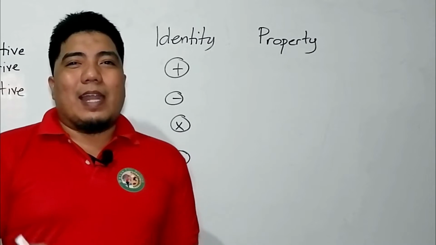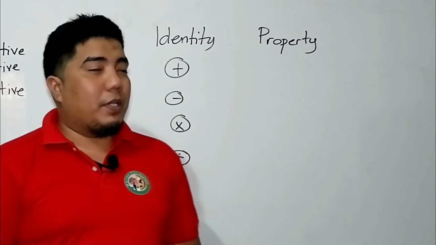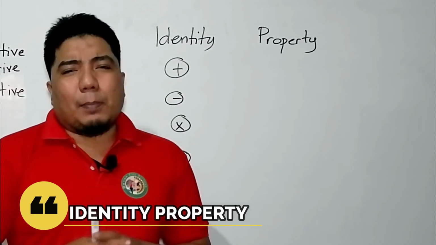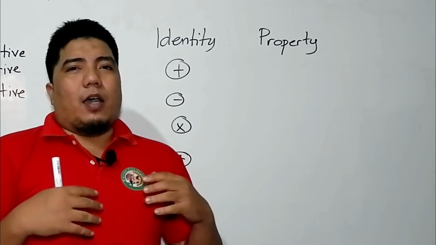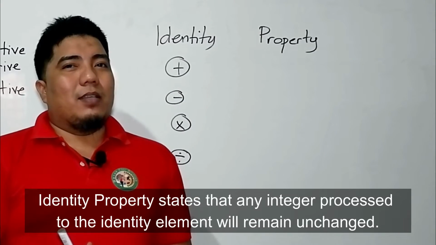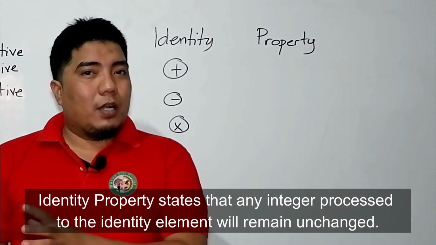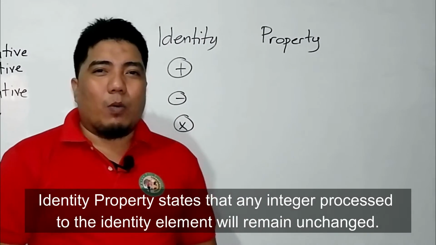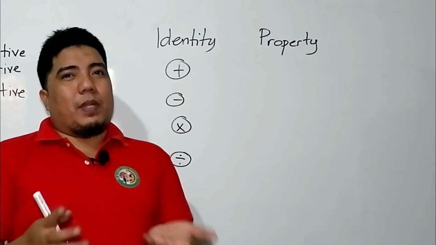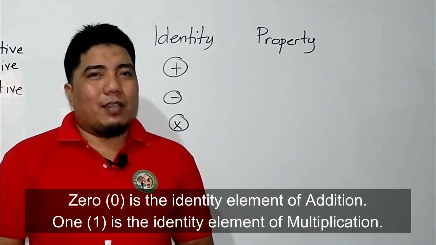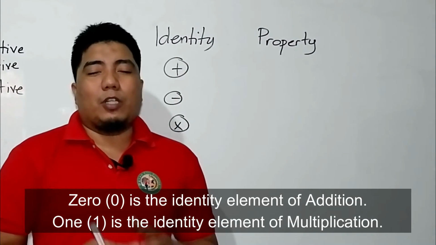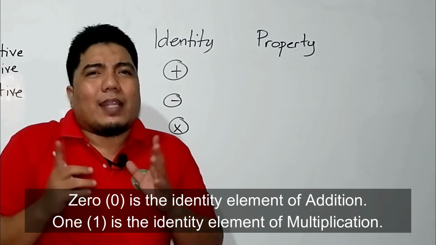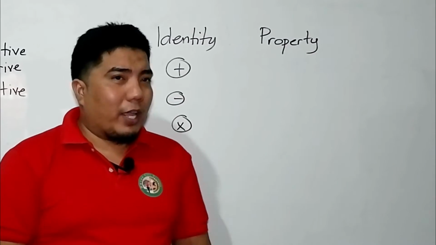Now, let us go to the identity property. Okay, math learners, we are now down to our second to the last property, which is all about the identity property. The identity property states that when a certain identity element is applied to a number, the result is its identity, or the number itself. For addition and subtraction, the identity element is 0, while for multiplication and division, the identity element is 1. Now, let us check whether this is correct.